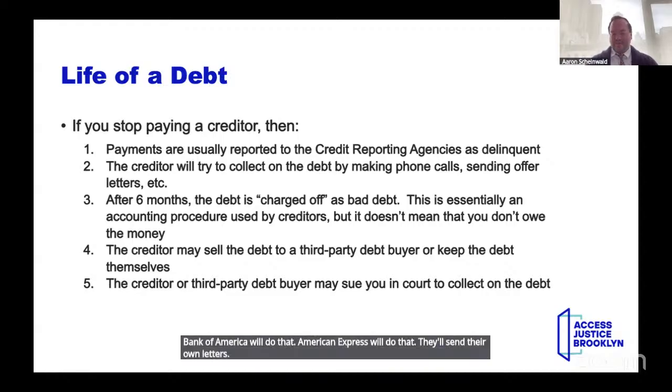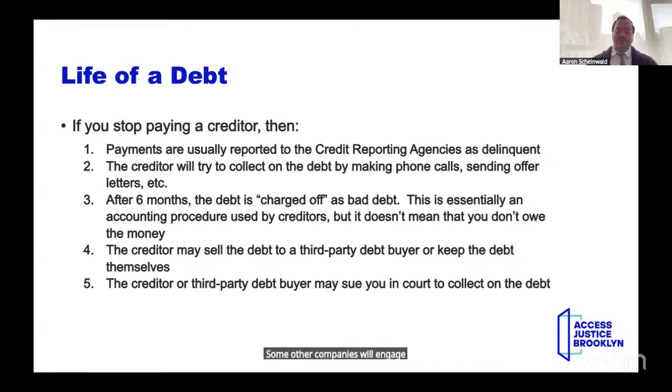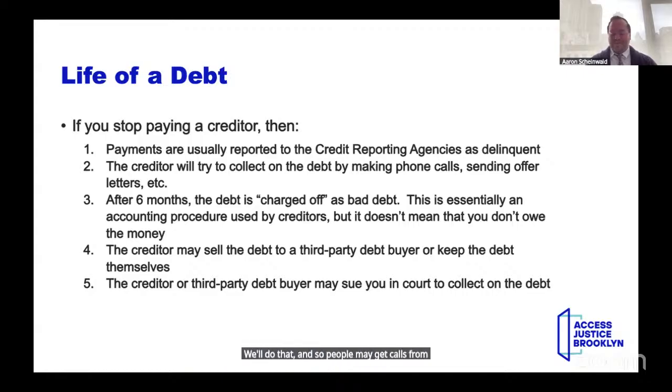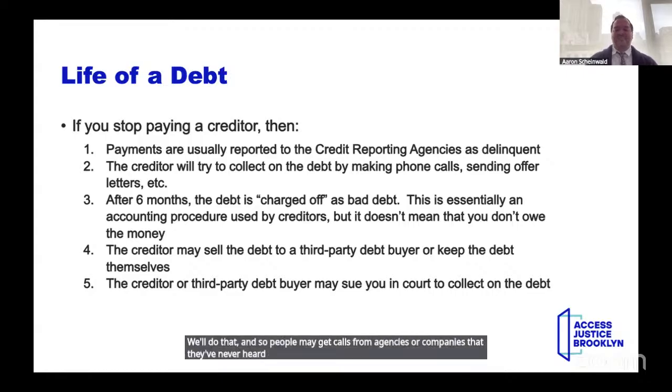Some other companies will engage third parties immediately to start collecting. So a lot of utilities will do that. They won't make calls themselves. They'll have third parties do that. Debt buyers, third-party purchasers of debt, will do that. And so people may get calls from agencies or companies that they've never heard of asking about certain debts. A lot of people take that to mean that the debt has been sold to that party, but often those are, especially early on, collection agencies, not companies stating that they have purchased the debt.